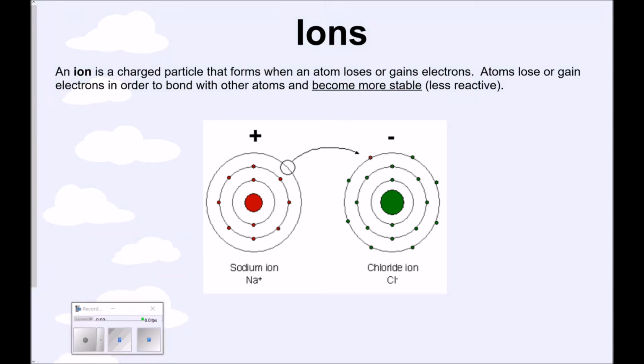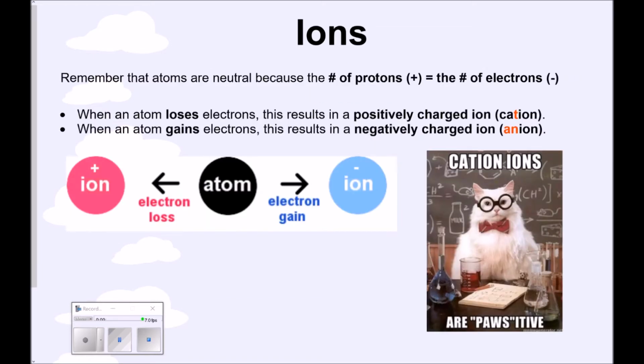Now that we've learned a little about valence electrons, we can talk about ions. An ion is a charged particle that forms when an atom loses or gains electrons. Atoms lose or gain electrons in order to bond with other atoms and become more stable. Remember that atoms are neutral because the number of protons equals the number of electrons. But what if they're not equal? That's when you have an ion.